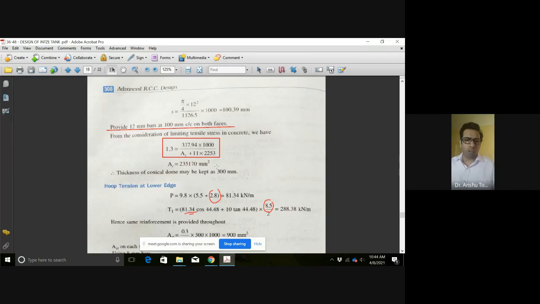Now, this is the total area of concrete. If we want to check it, we can divide it by 1000, because 1000 is the length per unit meter we are considering. Here also for load calculation we have considered the same. So when we divide, we will get 235.17, which is less than 400 mm, which we have assumed. So the 400 mm thickness of the conical dome we have assumed is correct.